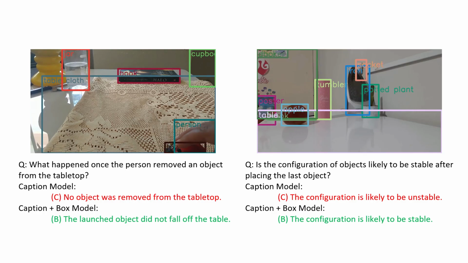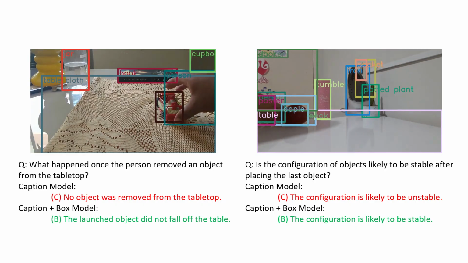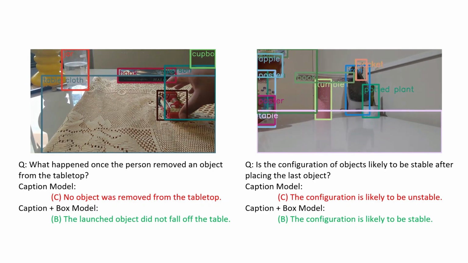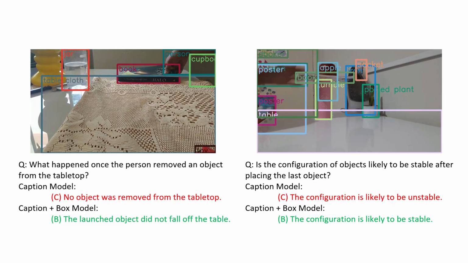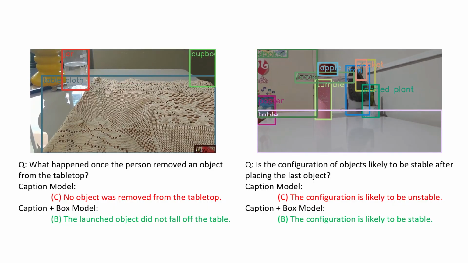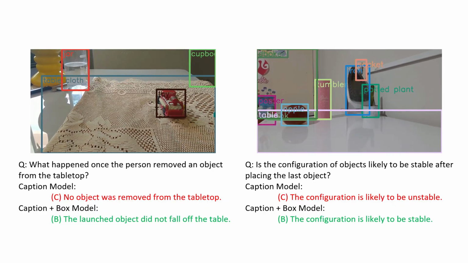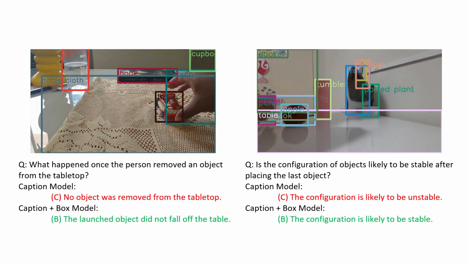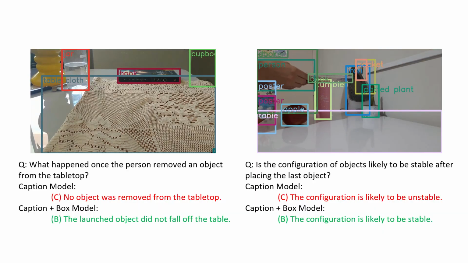Here are two qualitative examples. In the first example, our model can tell the spatial relationship between the toy car and the table. In the second example, our model can understand the configuration of the objects. In contrast, the model with only captions as input fails to answer these questions.